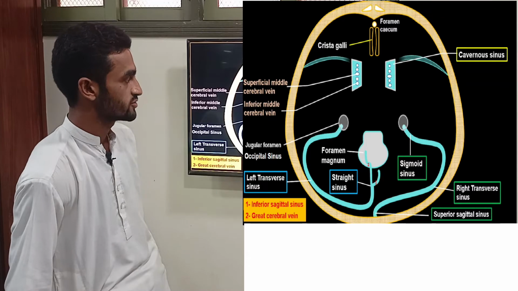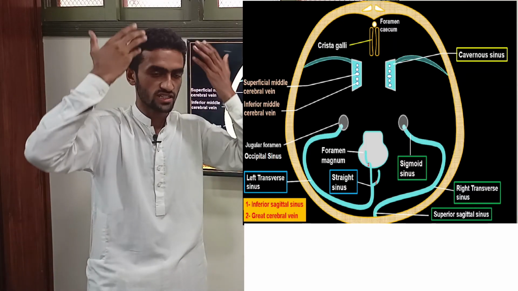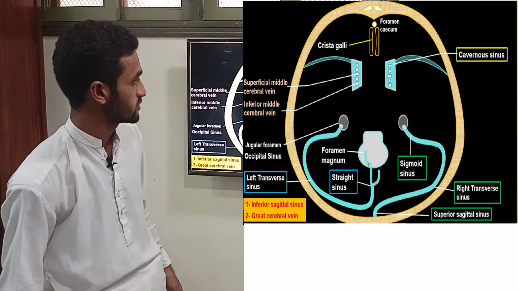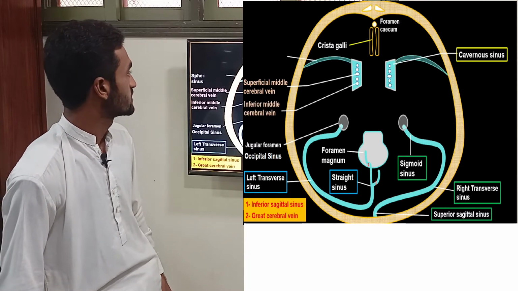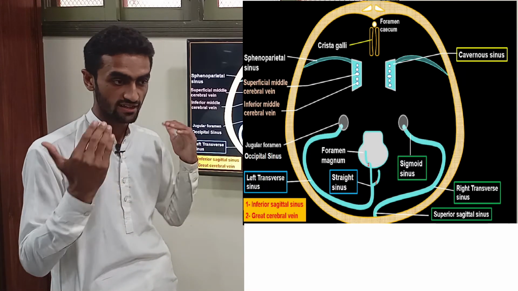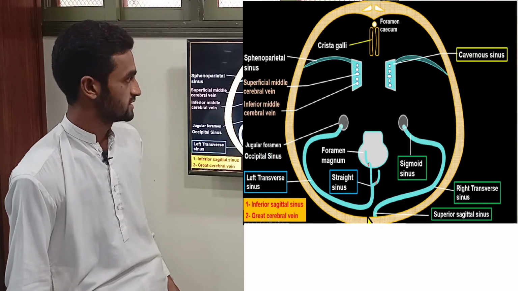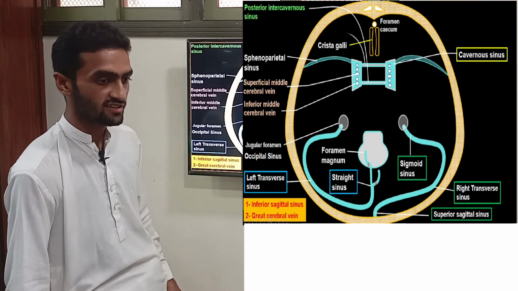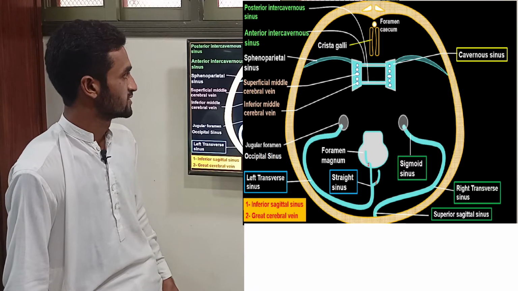On the sphenoparietal margin there is another sinus, the sphenoparietal sinus. So this is the sphenoparietal sinus, and the sinus connecting the two cavernous sinuses is the intercavernous sinus. One is anterior, one is posterior: the posterior intercavernous and the anterior intercavernous sinus.